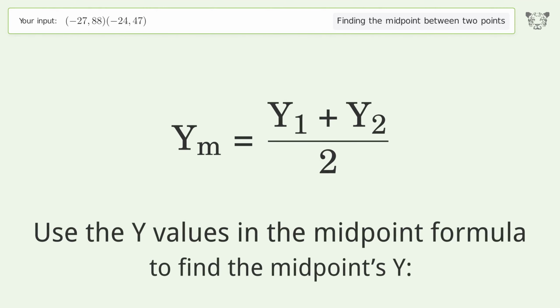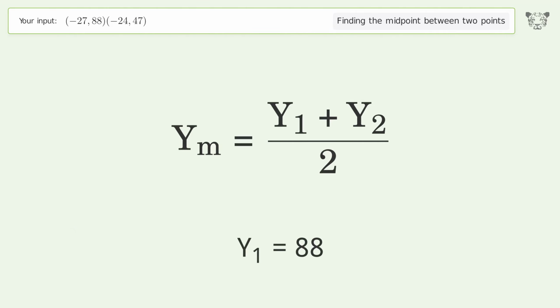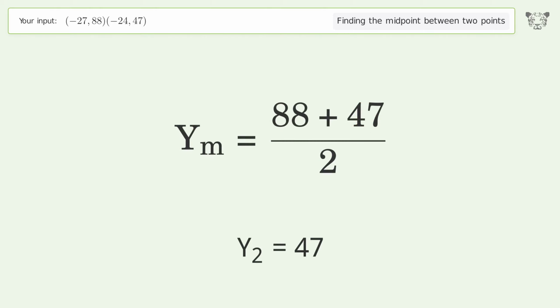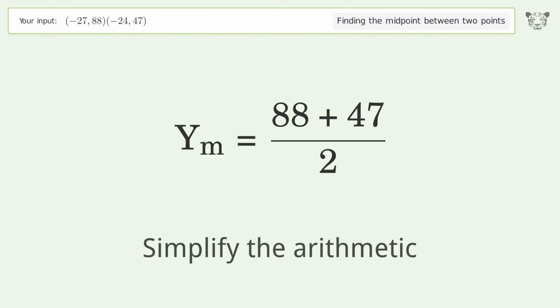Use the y values in the midpoint formula to find the midpoint's y. y1 equals 88. y2 equals 47. Simplify the arithmetic.